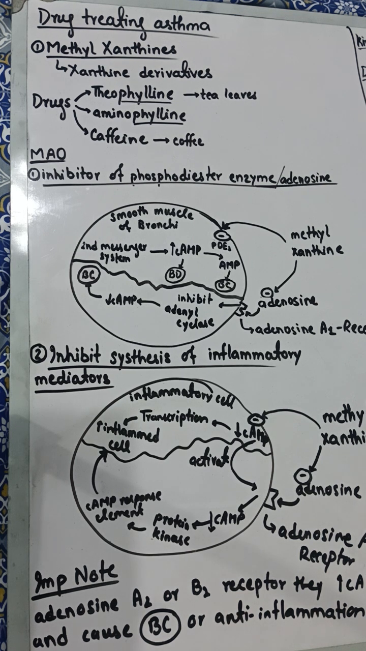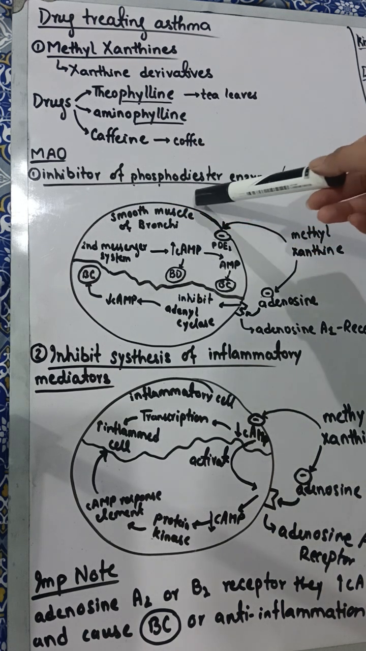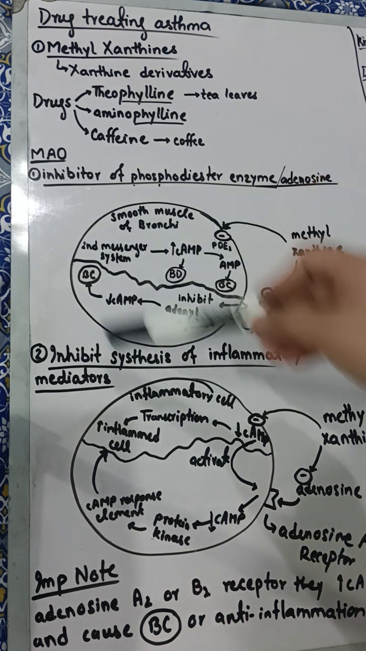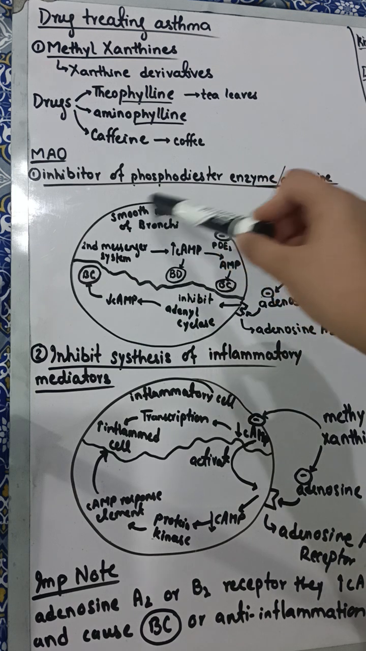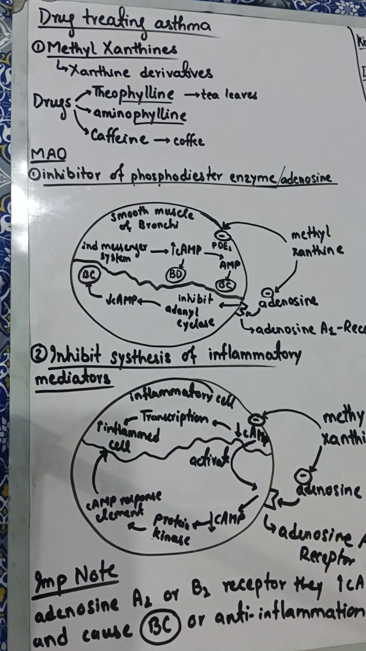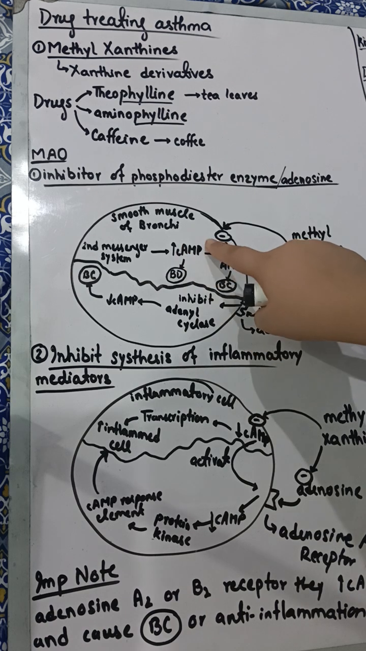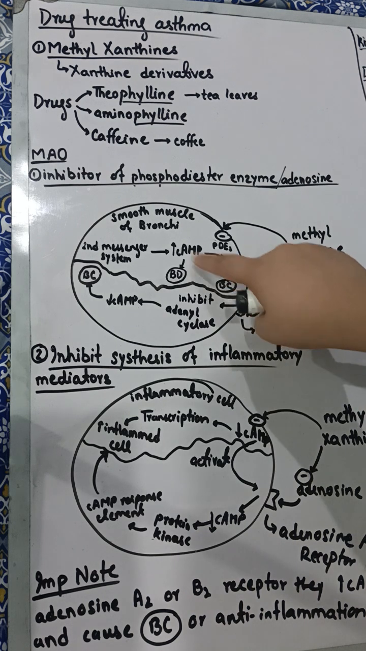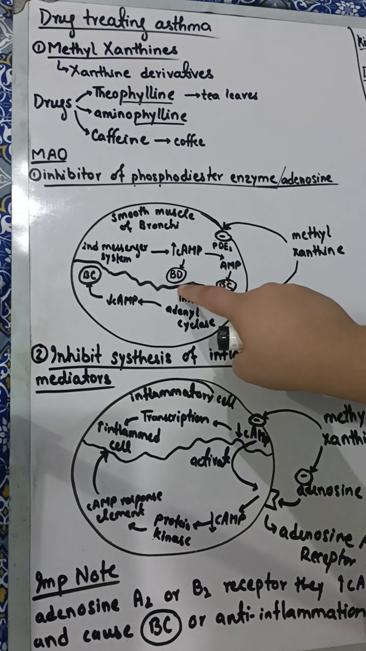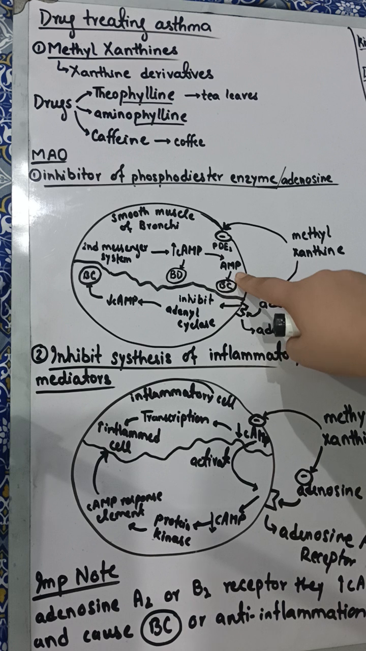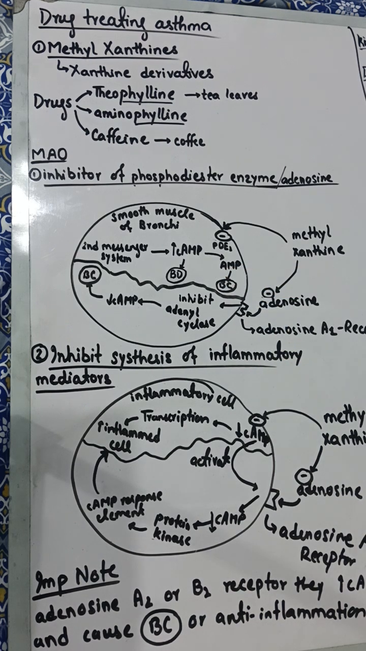So let's discuss their mechanism. They inhibit the phosphodiesterase enzyme and also inhibit adenosine. This is a cell, the smooth muscle of a bronchiole. In your smooth muscles, one thing you have to remember: whenever cyclic AMP is increased, bronchodilation will happen. And whenever there is a decrease in cyclic AMP, or an increase in simple AMP, bronchoconstriction will happen.